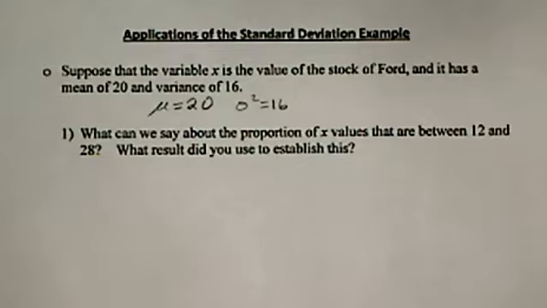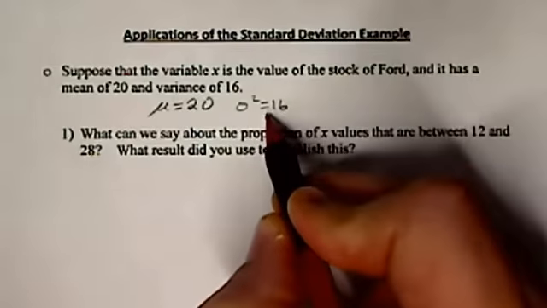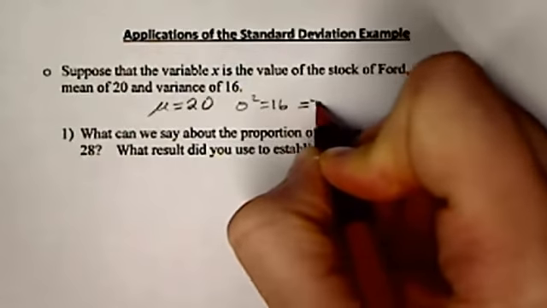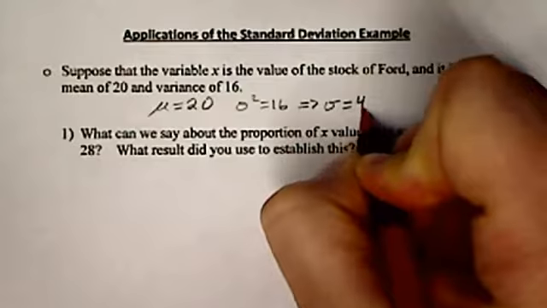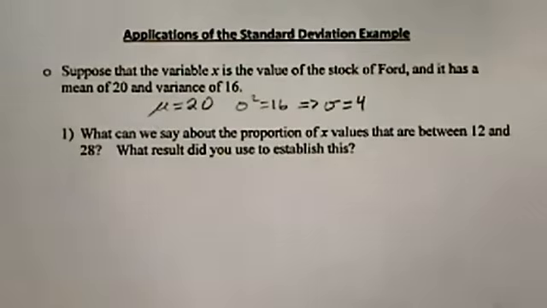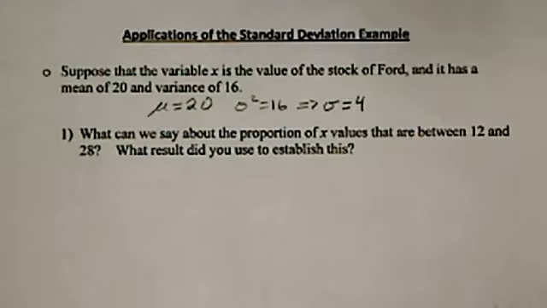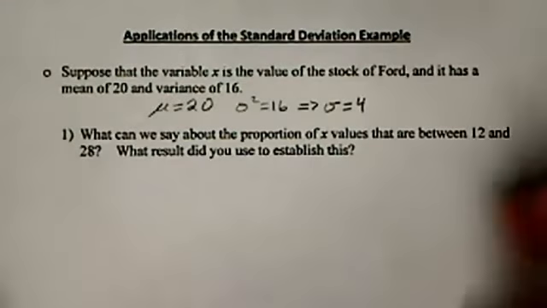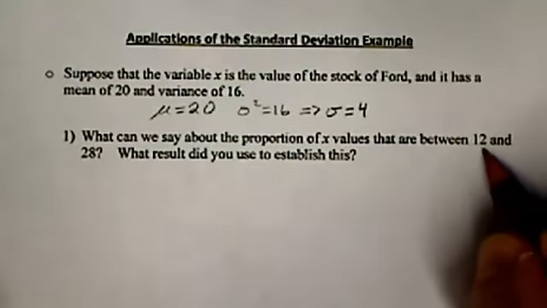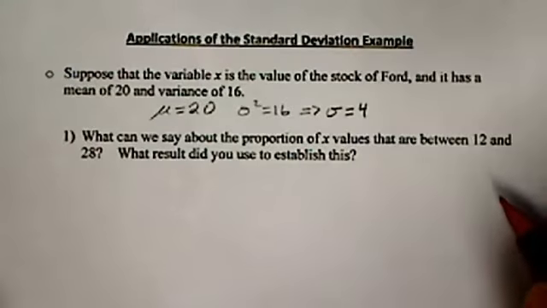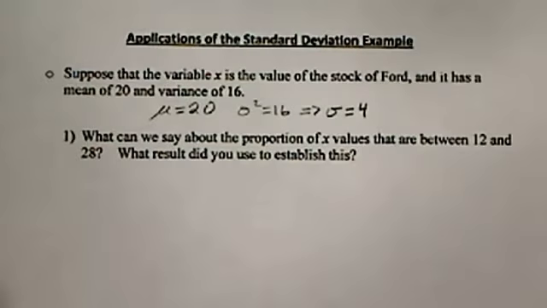Okay, so the first question, let me back up. Sigma squared is 16, so that implies that the standard deviation would have to be 4, right? The square root of 16 there. First question here: what can we say about the proportion of x values that are between 12 and 28? And what result would we use to establish such a proportion? So this might be of interest here. Are many of the x values between $12 and $28? Maybe that's an important range for a stockholder or for someone interested in buying or selling this stock.